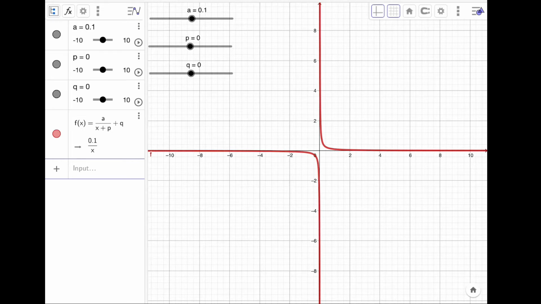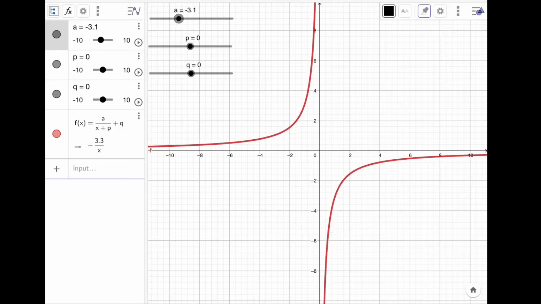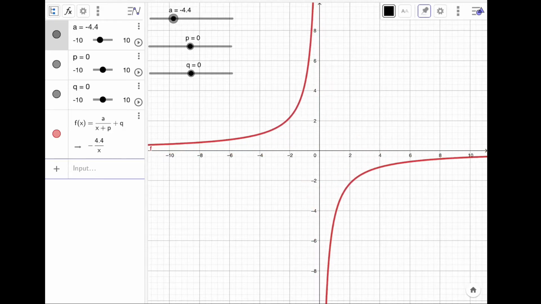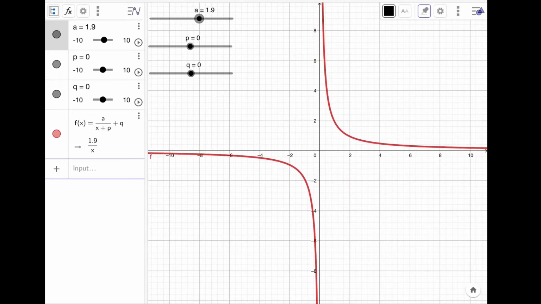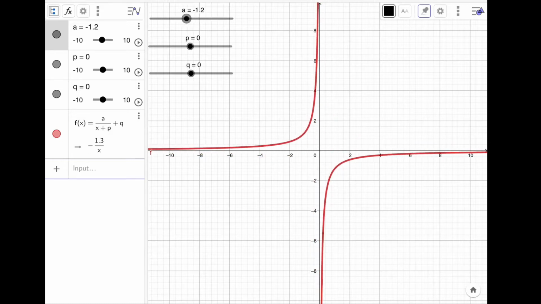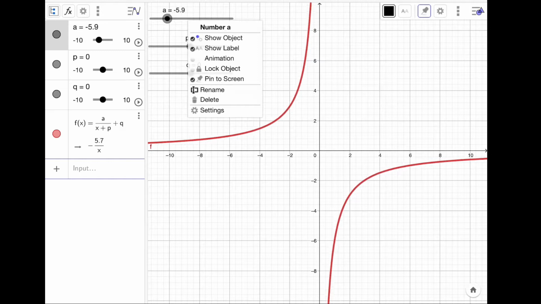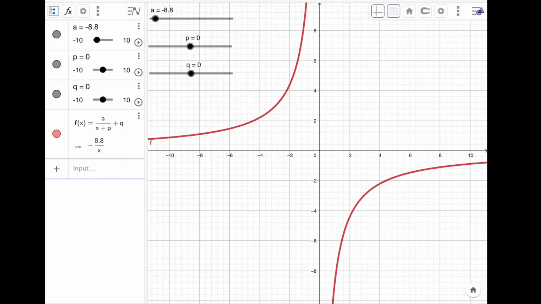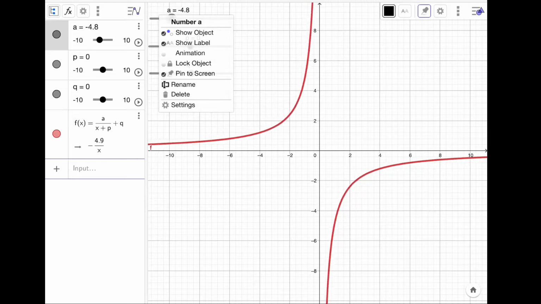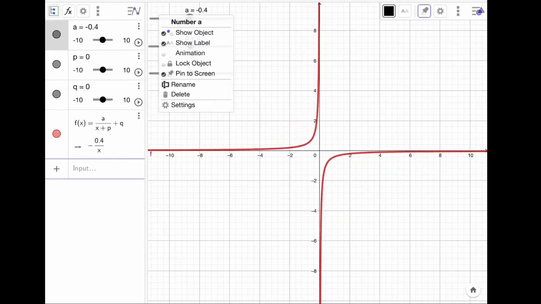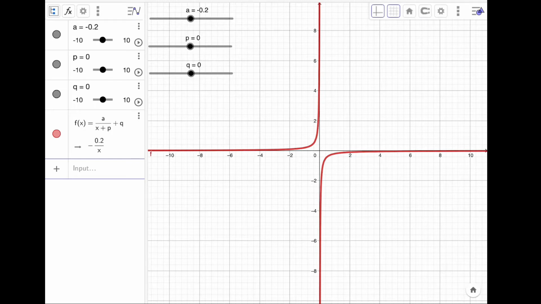Now let's look at what happens when it's negative. If I go over here to the negative side, there's our positive side, there's our negative side. Our graph jumps. When it's positive, it's in quadrants 1 and 3, and when it's negative, it is in quadrants 2 and 4. Notice when I get numbers that are negative but get bigger than 1, it moves away from my asymptotes. And when I have a value less than 1, it gets closer and closer to my axes. And that is how A affects our graph.